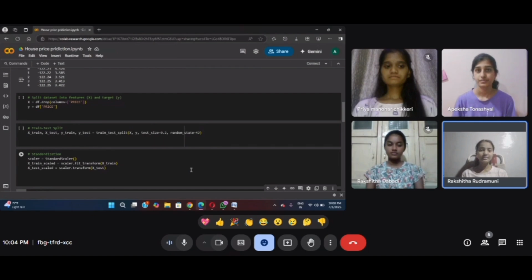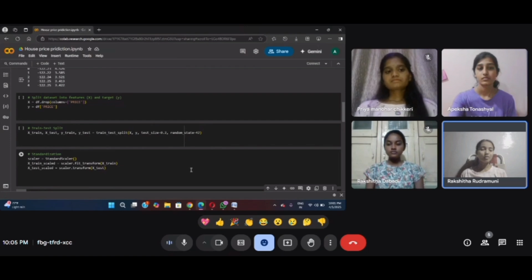Standardization ensures that all features have the same scale, preventing features with a larger range like total rooms from dominating smaller ones like median income. Steps: compute the mean and standard deviation. Find the average, the mean, of each feature. Find the standard deviation, the spread, of each feature. Transform each value: subtract the mean from each value and divide by the standard deviation. Formula: z equals x minus mean, divided by standard deviation.